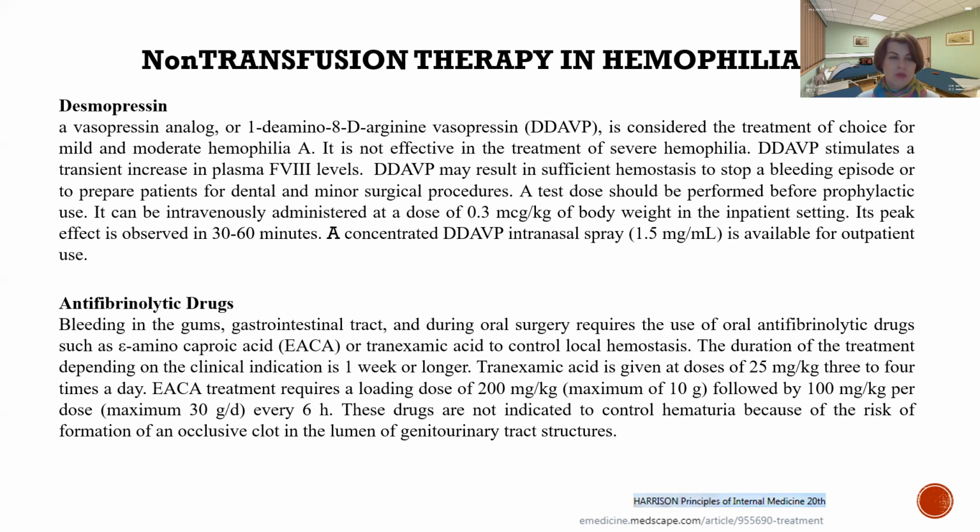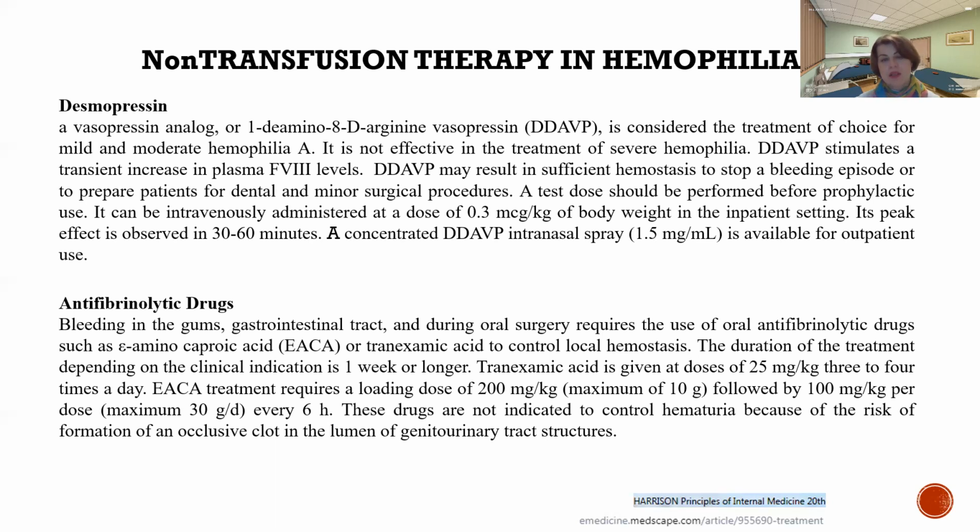Antifibrinolytic drugs are used for bleeding in the gums and gastrointestinal tract, and during oral surgery. These drugs are aminocaproic acid or tranexamic acid, to control the local hemostasis. The duration of the treatment, depending on the clinical indication, is 1 week or longer. These drugs are given in a dosage of 25 milligrams per kilogram, 3 to 4 times a day.